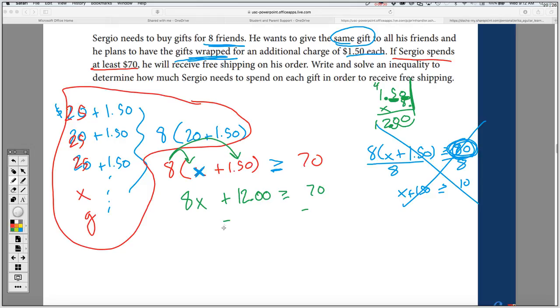What is 70 minus 12? We could put the decimal 0, 0 if it helps, but this will just be 0. So what is 70 minus 12? 58? Okay. 58 greater than or equal to 8x. Jonna, what do we do now? Divided by? Genius! Divided by 8. X is greater than or equal to, 8 goes into 58 how many times?